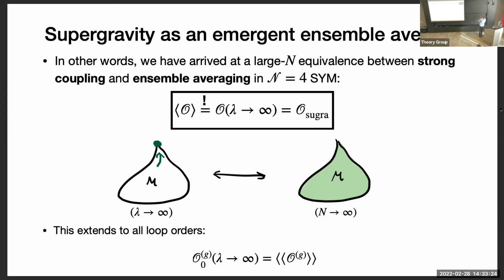Here's a vague piece of intuition, which isn't exactly correct, but may be a useful heuristic. At large n, if you define the lambda in terms of g squared in the usual way, most points in moduli space are in the strongly coupled limit in the sense that they scale with n. If the coupling is order 1, then lambda at large n is order n. So most regions of moduli space are strongly coupled in that sense. I think that's a heuristic for thinking about the origin of this correspondence.